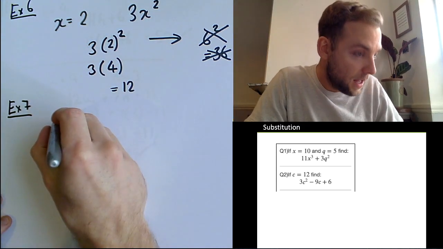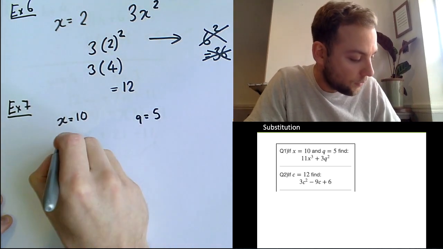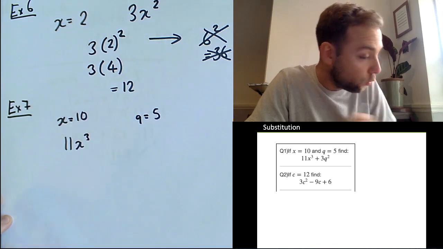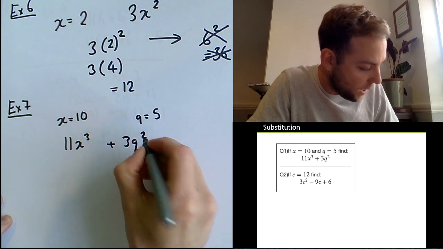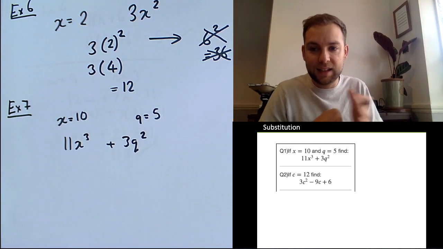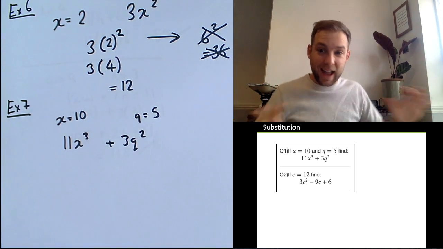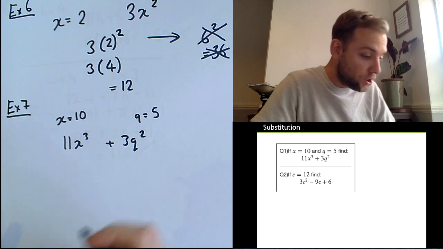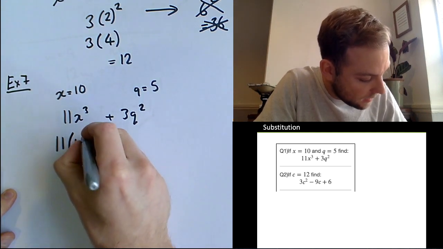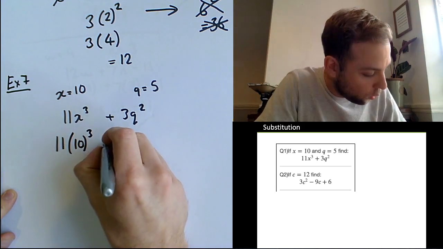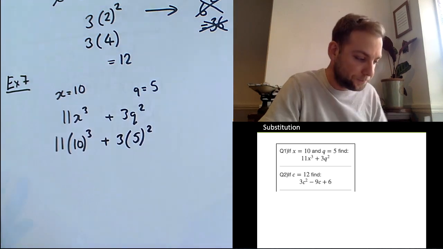So here I've got x is equal to 10. Q is equal to 5. I've got 11x cubed plus 3q squared. Now, the thing I need to think about is the fact that I've got to do this cubed and squared before anything else. Let's substitute in using the mini bracket. So 11 times by 10 cubed plus 3 times by 5 squared.